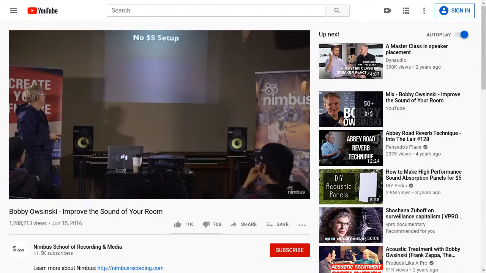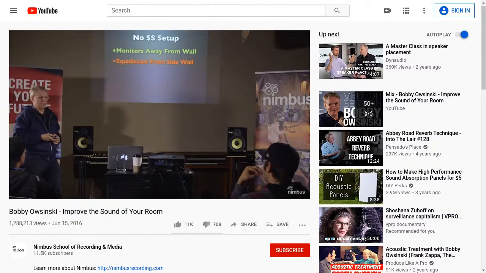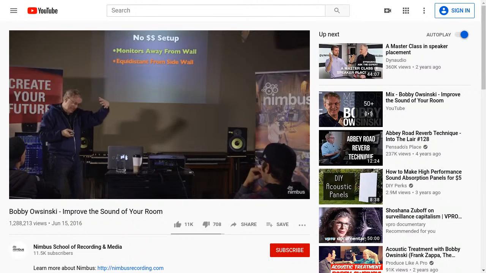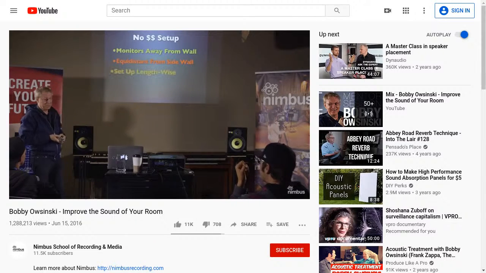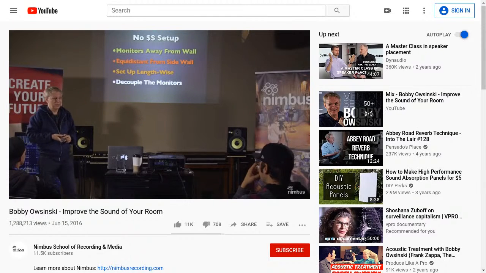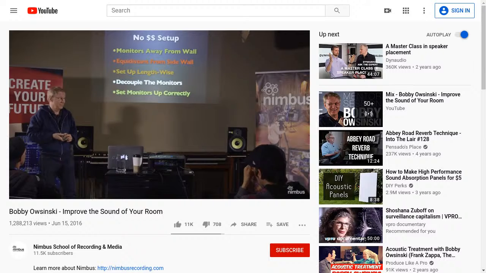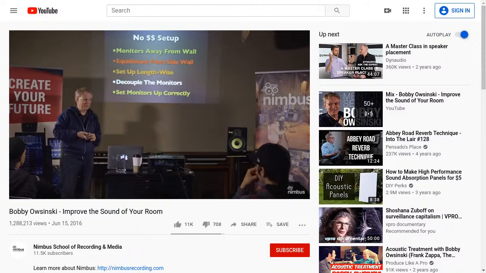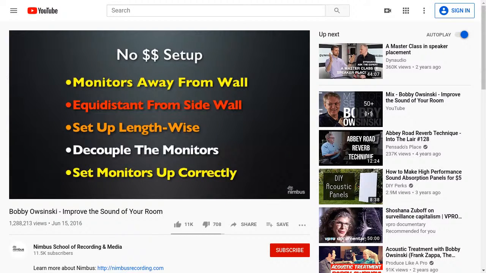Okay. So that's the no dollar setup. Keep your monitors away from the wall. Try to stay equidistant from each side wall so your listening setup is right in the middle of the room. Set up lengthwise in the room if you can. Decouple your monitors. And set your monitors up the same way on each side. Make sense? It doesn't cost anything for this stuff, and it will make a difference. It will.